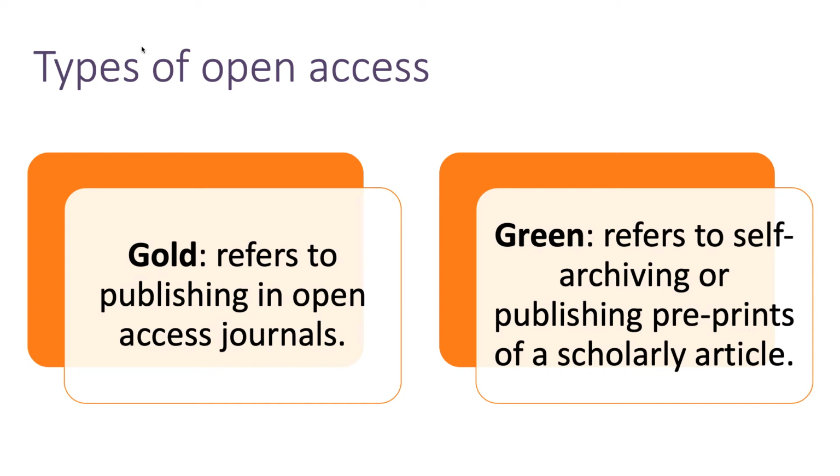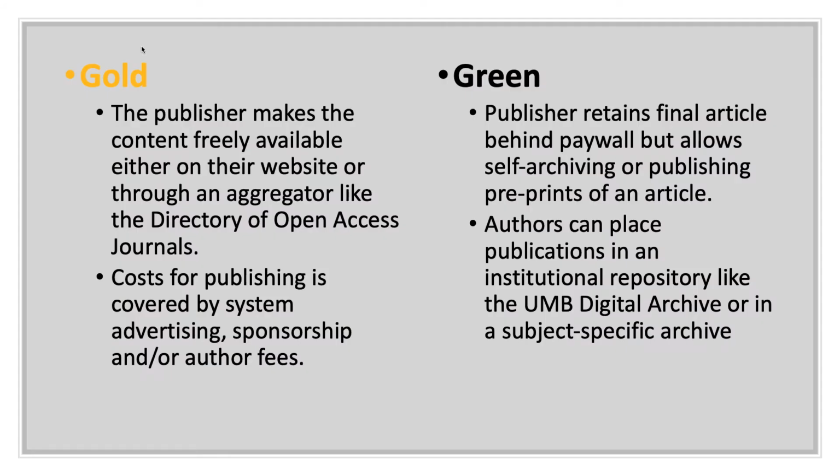There are two main types of open access. Gold open access refers to publishing in open access journals, whereas green refers to self-archiving or the publishing of preprints of a scholarly article. A little bit more information.